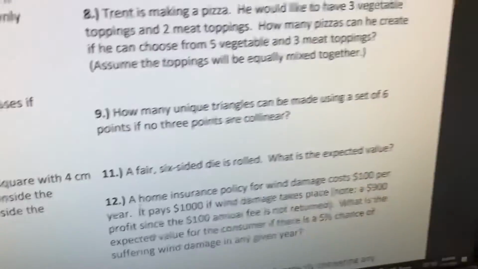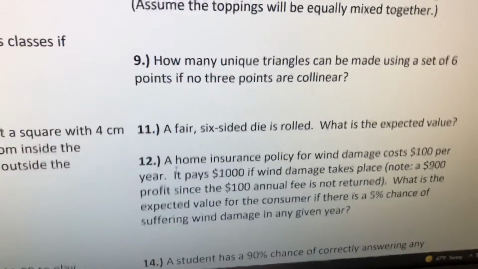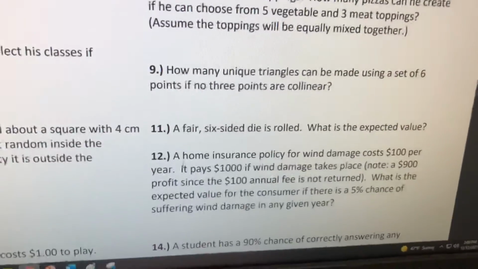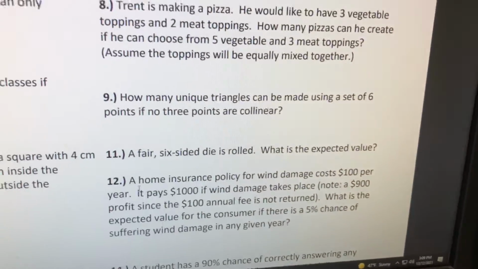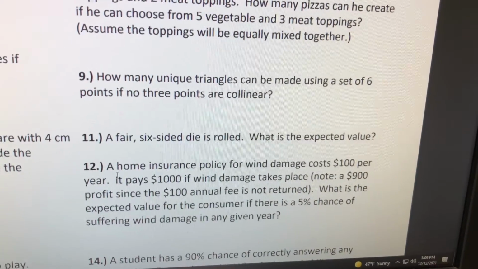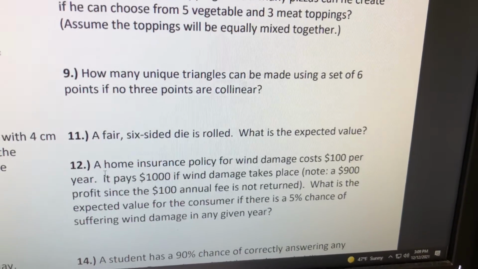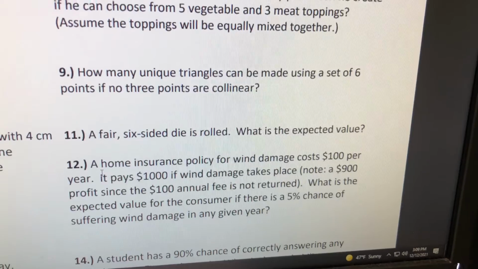A fair six-sided die is rolled. What's the expected value? As I explained to you all in class, I had never seen expected value when I took my ACT, but basically you're saying, if you roll a die, what do you expect to get? You probably just say, well, I expect to get a middle-ish value, right? Either a 3 or a 4. And common sense might tell you to average those two values, and you're going to get 3.5.